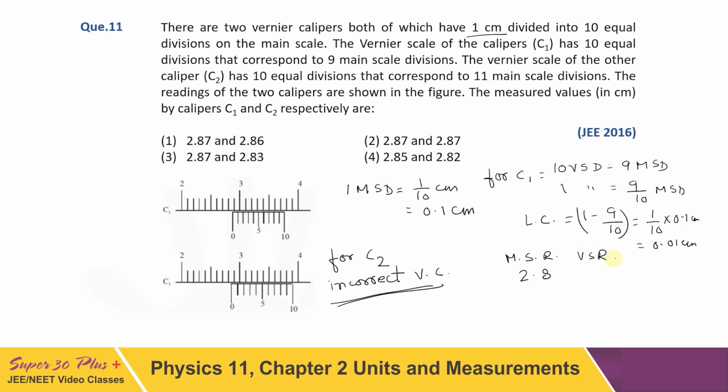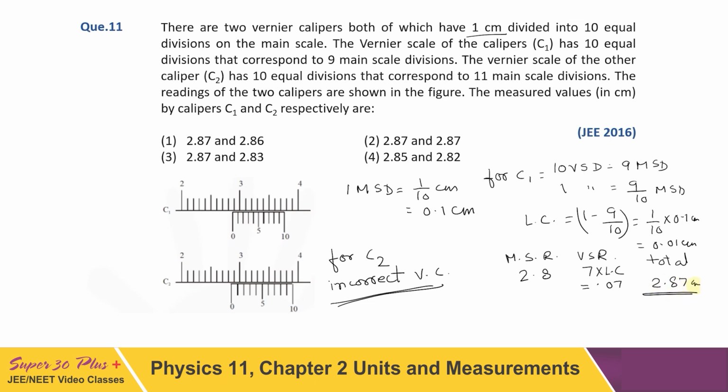On C1 you can see the 7th one is exactly coinciding. So 7 into the least count. This value will come out as 0.07. On adding these two, the total value you would get is 2.87. So 2.87 is the reading with scale C1.